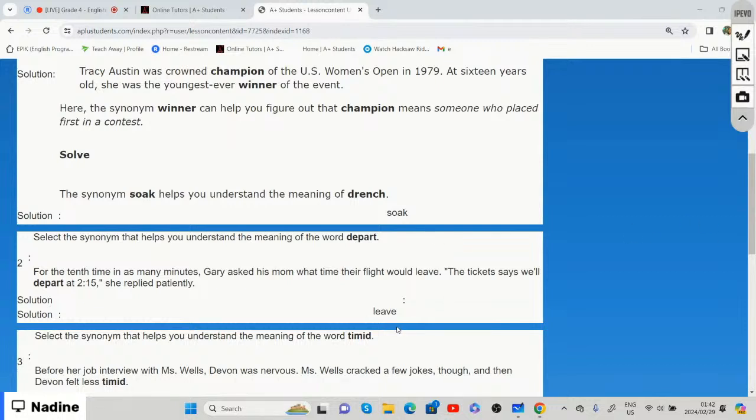All right. And here it says we need to find the meaning of depart. And the meaning of depart is you are leaving. So, leaving or depart, those are synonyms.